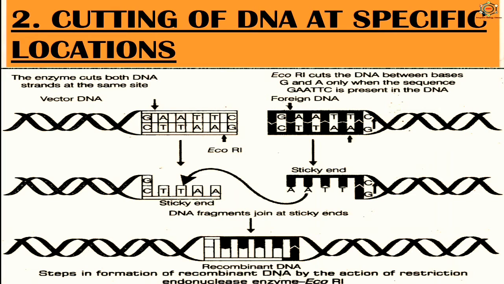These two are mixed in the presence of the enzyme ligase so that their sticky ends join, resulting in the formation of recombinant DNA. So here you can see how the enzyme cuts both the strands at the same site, and then the DNA fragments join at sticky ends, and after that recombinant DNA is formed. So these are the steps in the formation of recombinant DNA by the action of the restriction endonuclease enzyme EcoRI.